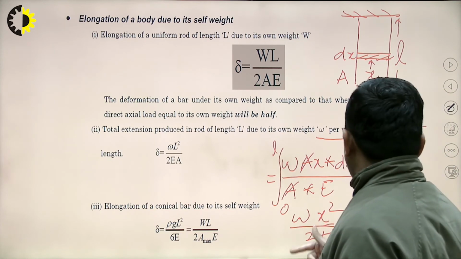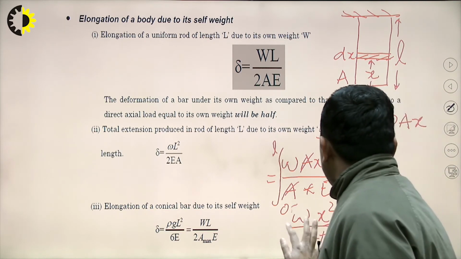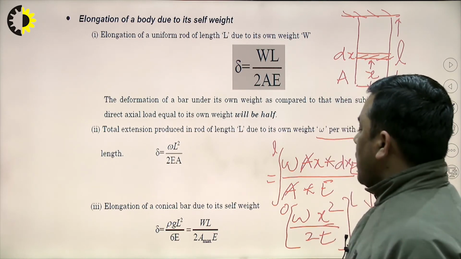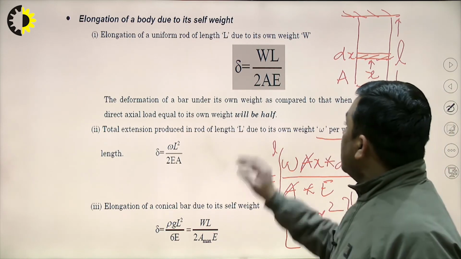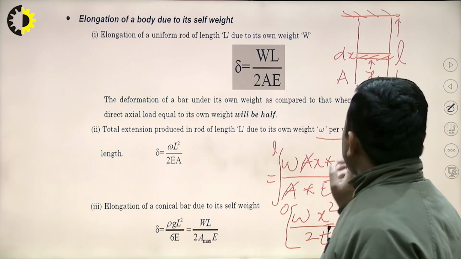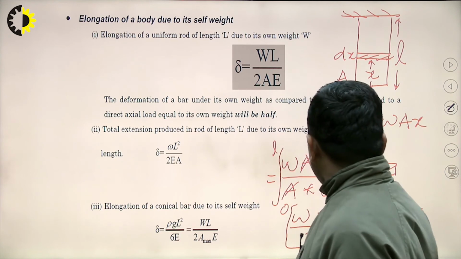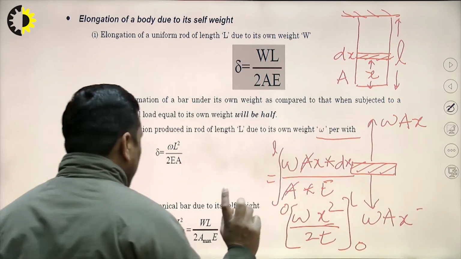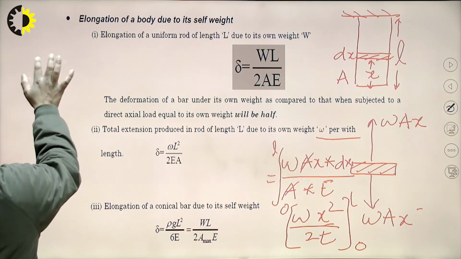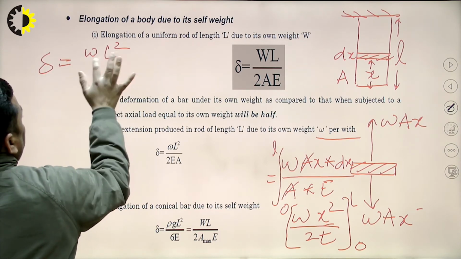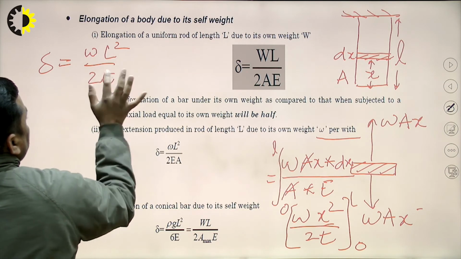So, whenever I put this x within the limit of 0 to L, it comes out as w L square upon 2 E, where small w is the weight per unit volume. So the relation is delta equal to small w L square upon 2 E.